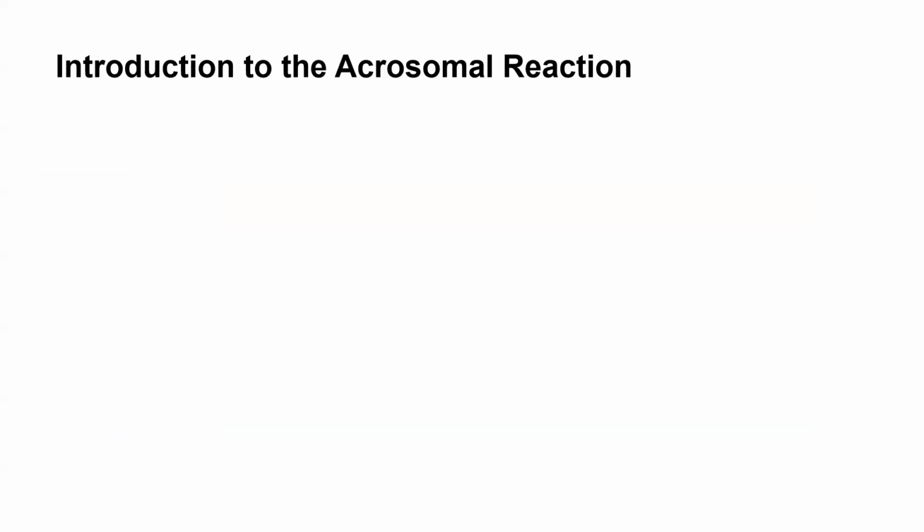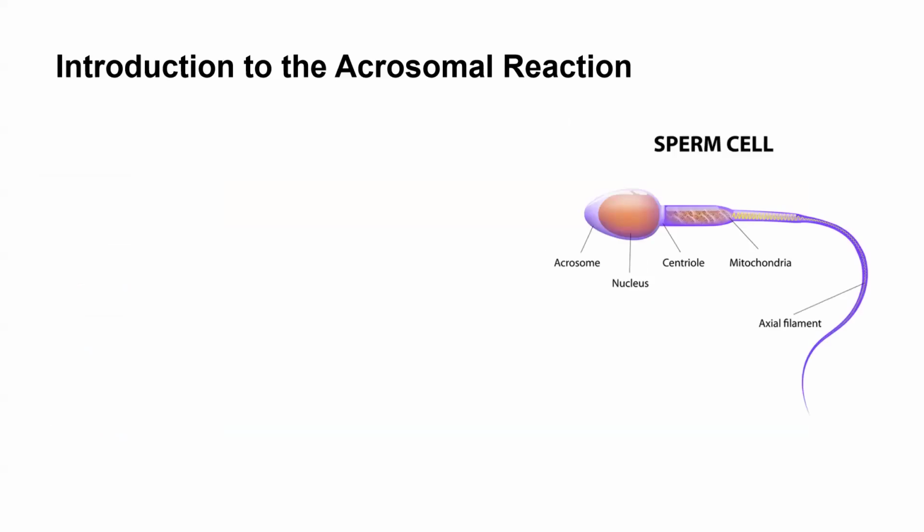So in this video, we are going to look at the acrosome reaction. Introduction to the acrosome reaction. This is the structure of a sperm, and as we can see, the sperm is made up of different components. We have the acrosome, the nucleus, the centriole, mitochondria, and the axial filament.